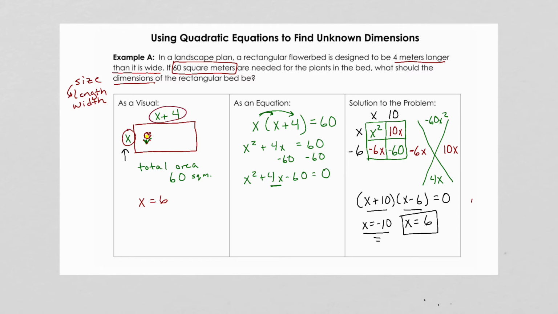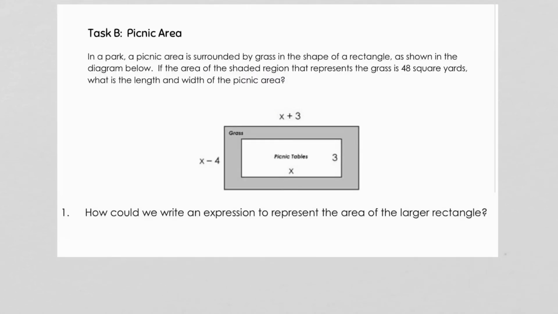So then our length is going to be x plus 4, or 6 plus 4, which would be 10. So our flower bed is 6 meters by 10 meters. Okay, I'm going to do just one more example problem, and you'll see one very similar to this in the Go Formative exercises.